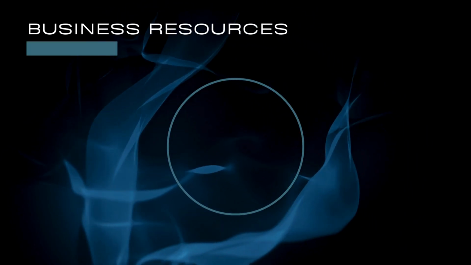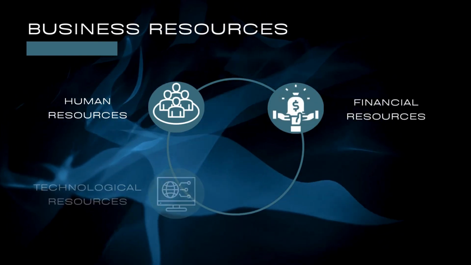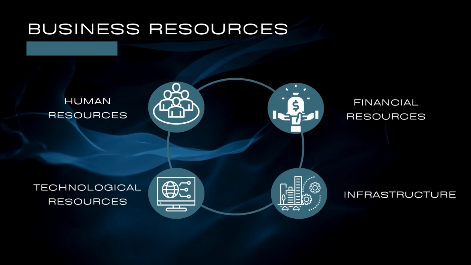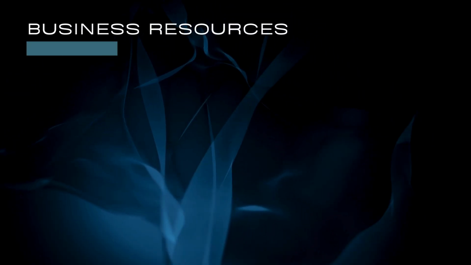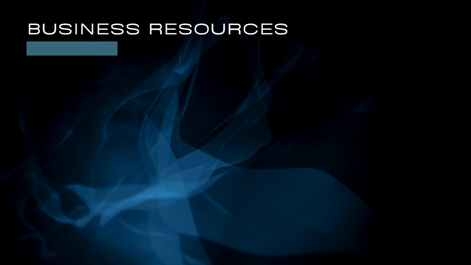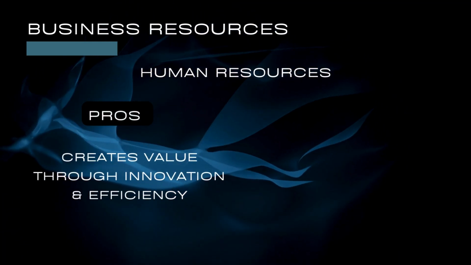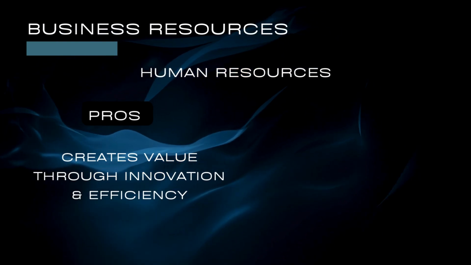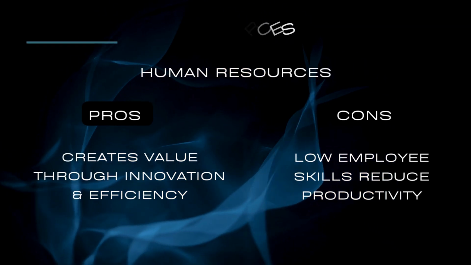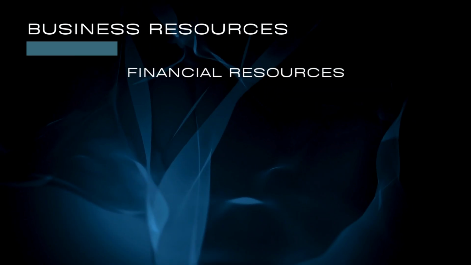Third, business resources. Business resources include human resources, financial resources, technology, and infrastructure, all of which determine a company's ability to operate and grow. We will analyze the types of business resources, pros and cons. Human resources. Pros is great value through innovation and efficiency. Cons is low employee skills reduce productivity. For example, Google hires the world's best talent.